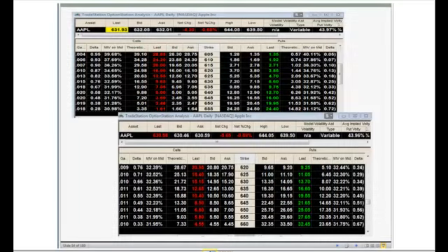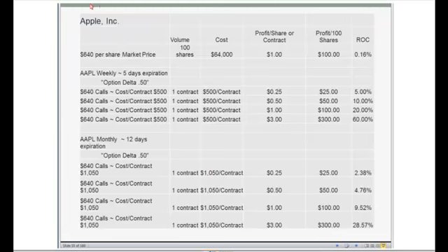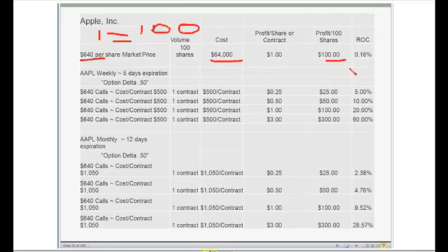Here's one more example, just to give you a little bit different look at it. Again, here's Apple, and Apple's trading at 640 a share. One option contract equals 100 shares. If you're trading Apple, you buy 100 shares of Apple, it would cost you $64,000. If you made $1 a share, that would be $100. So you make $100, and your cost is 64,000, so that's a 0.16% return.